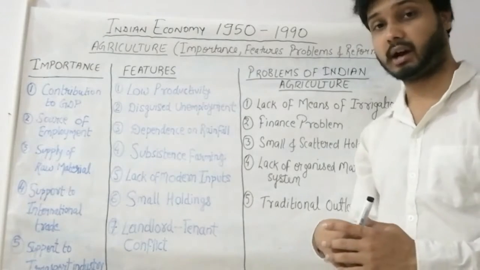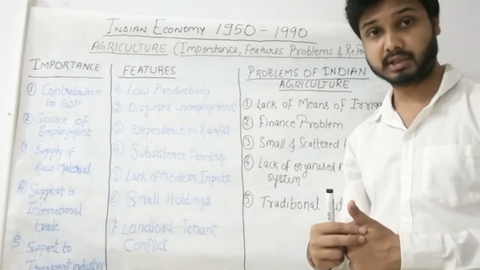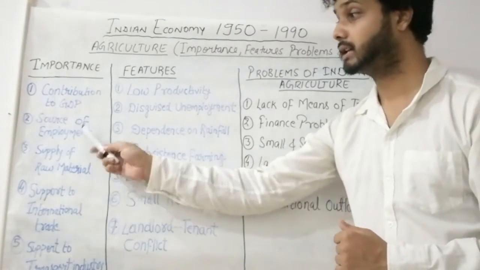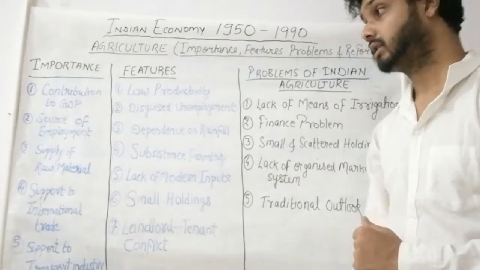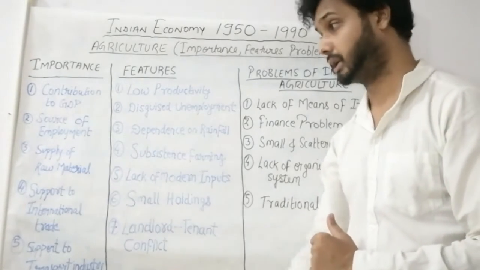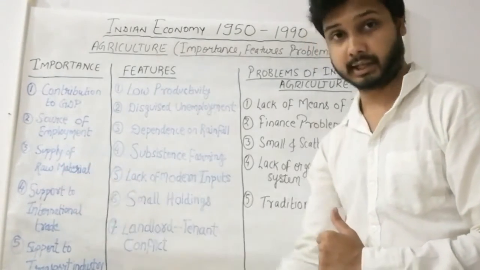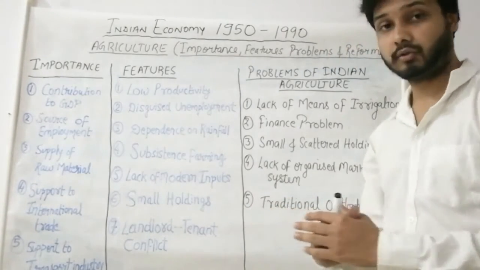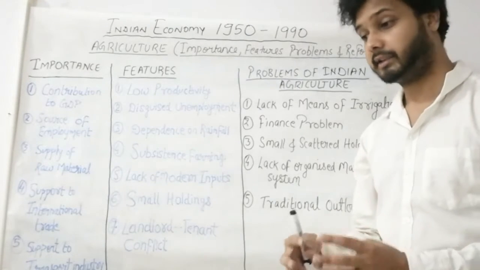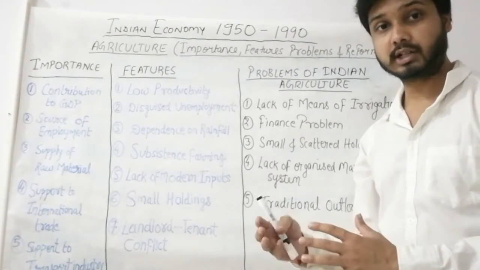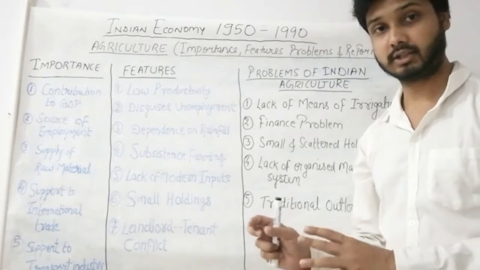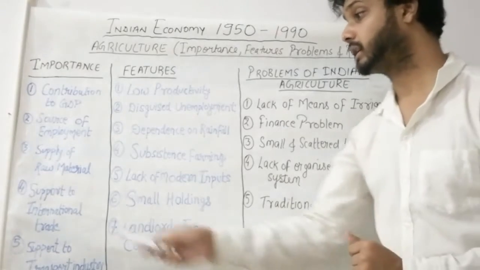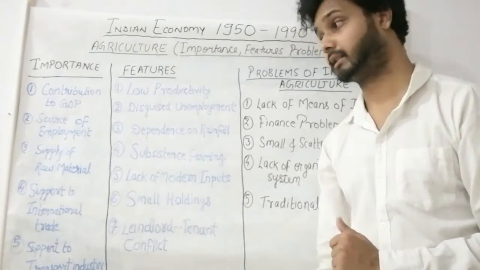Since about 72% of India's population is engaged in the field of agriculture, it is a great source of employment for our people. Supply of raw material. The agriculture field also acts as a supplier of raw material. For example, if there is a sugar industry, the production of sugar will require sugar cane as raw material. In the same way, for clothes, cotton is required. So these raw materials are obtained from the agriculture sector.